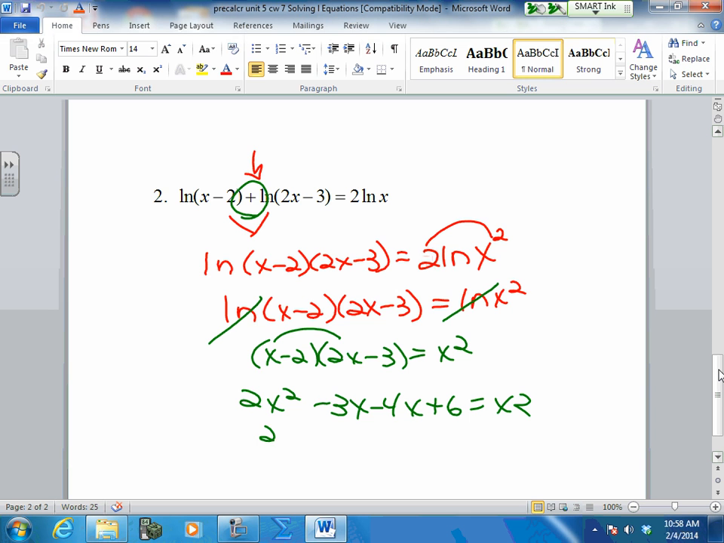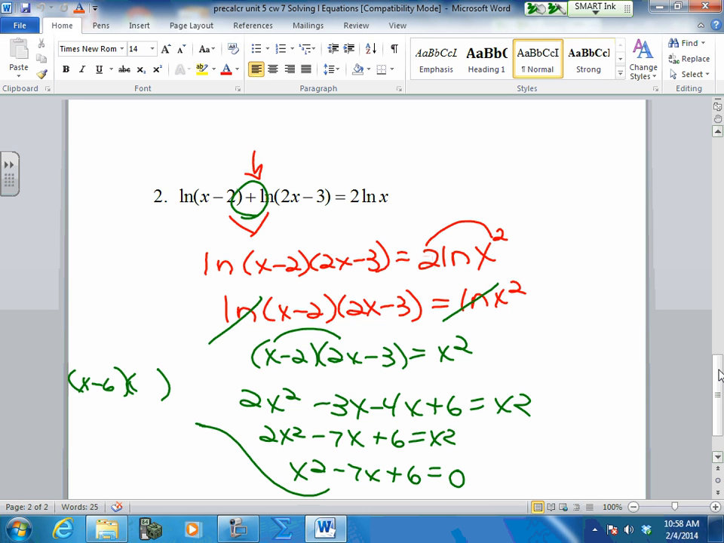You combine your like terms, and we get everything to one side. Subtract the x squared. That's not so bad to factor now, right? We moved everything to one side. We got a quadratic. Put it in descending order. So what is this going to factor into? X minus 6, x minus 1. Will that give us negative 7 in the middle? And plus 6 on the end? So x is equal to 6, and x is equal to 1.